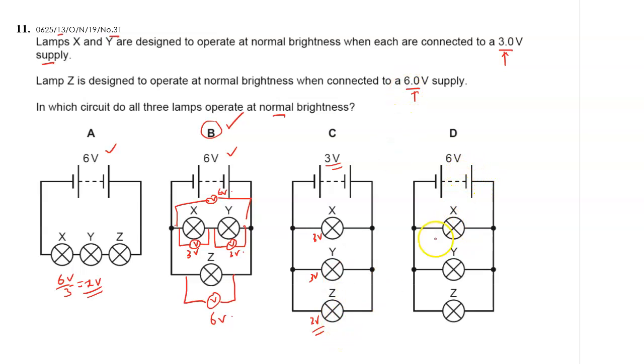Same as here. Of course, if a voltmeter is put across X, this voltmeter here will read 6 volts. So this will be way beyond the 3 volts that is required for normal brightness. This also will be 6 volts. Z is the only one which will have the normal brightness here. So the answer there is B.